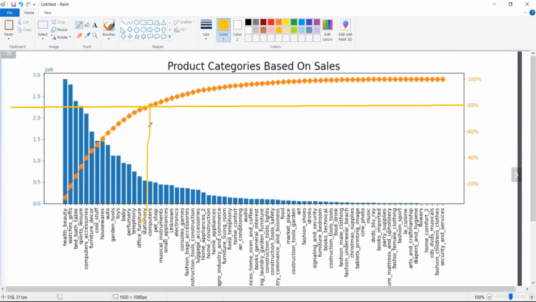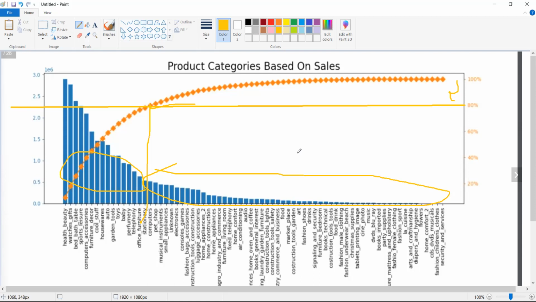Now, if you look at how many products we have: 1, 2, 3, 4, 5, 6, 7, 8, 9, 10, 11, 12, 13, 14, almost 16 products. So 16 products are contributing to 80% of sales. And you see there's a large number of products here which are not even contributing 20%. This happens with anything in your life. That's why we say life is about the 80-20 rule.